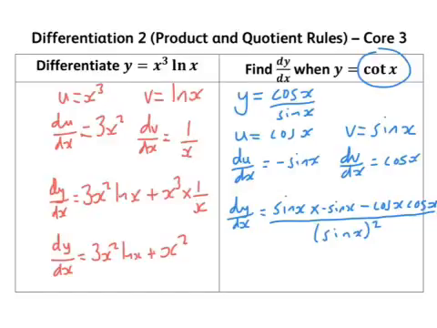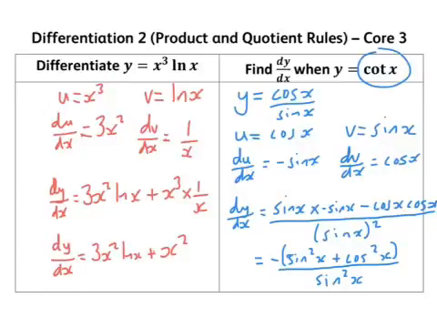Now when I simplify that, I'm going to get minus, and I'm going to put it in brackets, sin squared x plus cos squared x, all over sin squared x, and that will simplify to minus 1 over sin squared x, which equals minus cosec squared x, and there you go. But ultimately you're given the quotient rule.